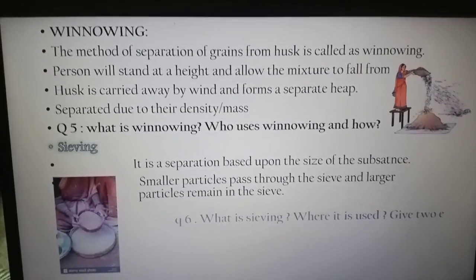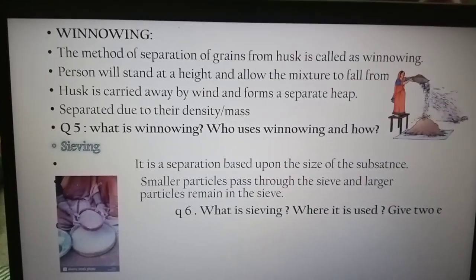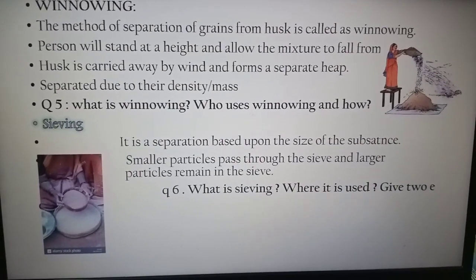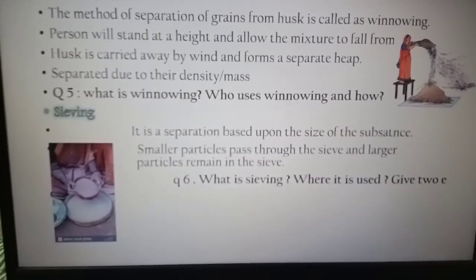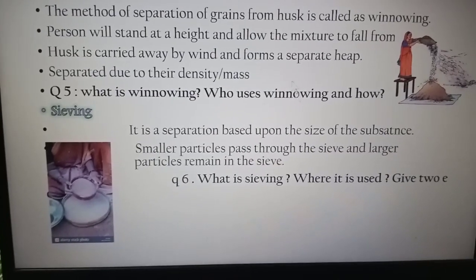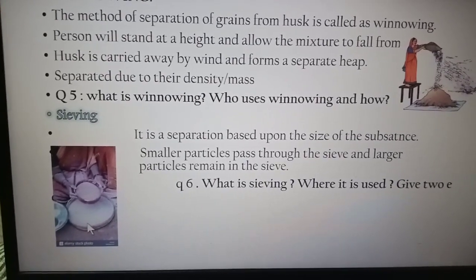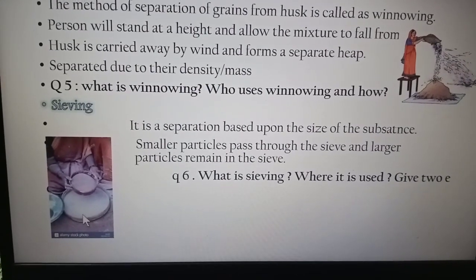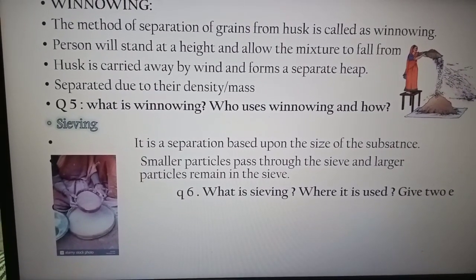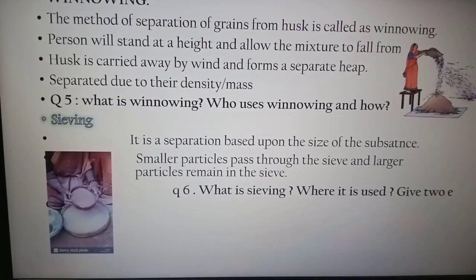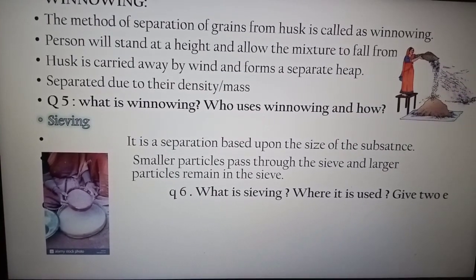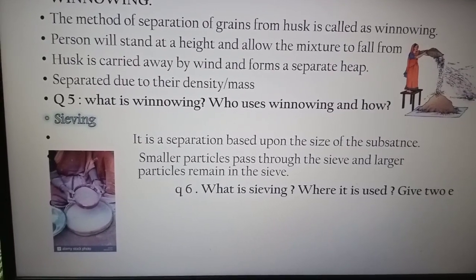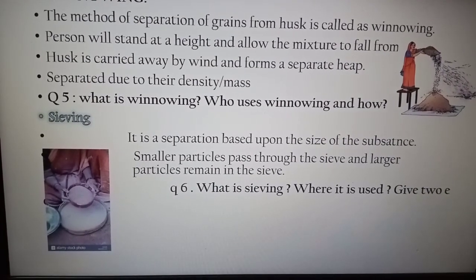Next is sieving. So what is sieving? Sieving is a separation based upon size of a substance. The principle is based on the size of a substance. In this picture you can see the woman is using a sieve. Suppose you want to separate ragi flour, or powdered ragi, from all the dust or all the stones which are there in the ragi flour. So what do you do? You take a sieve, pour the ragi flour into it and you shake it.